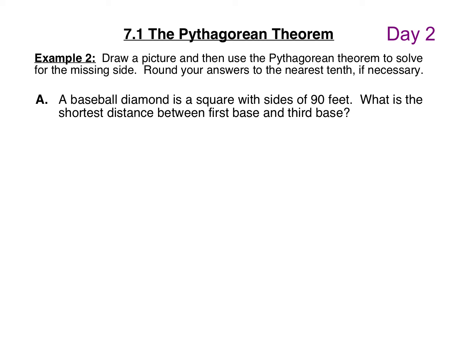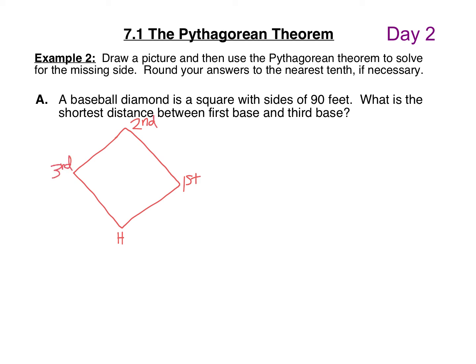The first step in doing a word problem is drawing a picture so you can visualize it. So for example 2, part A, we have a baseball diamond that is a square with sides of 90 feet. What is the shortest distance between first base and third base? So start by drawing a picture. Okay, so a baseball diamond is just a square with each side 90. So my square is obviously not perfect here, but when I think about baseball, there's my home plate, there's first, there's second, and there's third base.